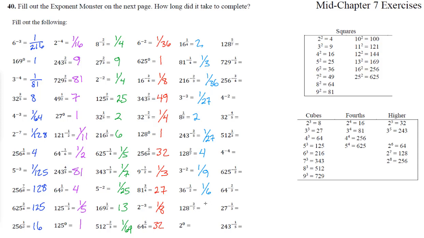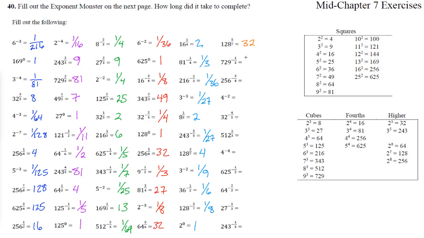128 to the negative 3/7 is 1 over 128 to the 3/7. 7th root of 128 is 2. Cubed is 8. 2 to the 0 is 1. And the last column, 128 to the 5/7 power. 7th root of 128 is 2. To the 5th power is 32.